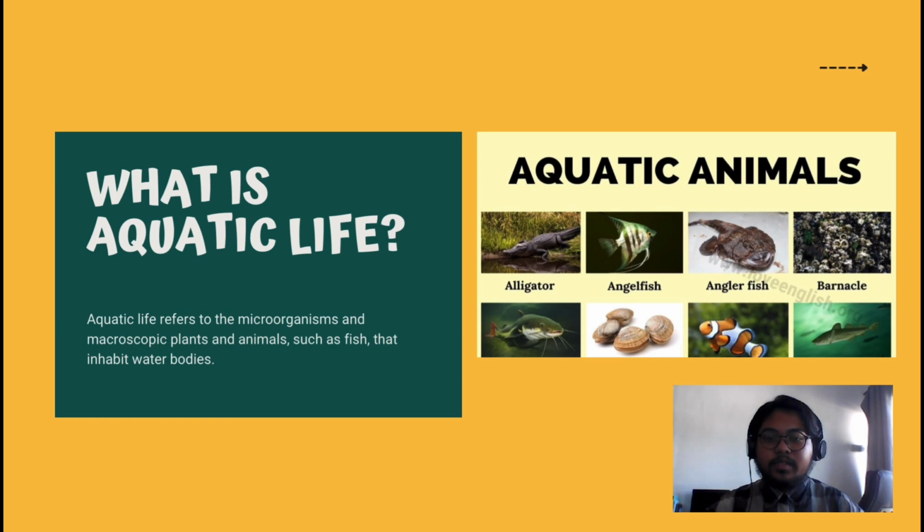Before we go through the toxicity, let's take note of what aquatic life is. Aquatic life refers to the microorganisms and macroscopic plants and animals such as fish that inhabit water bodies. Aquatic life does not include human pathogens or insect pests, aquatic invasive species or other organisms which may be considered undesirable.